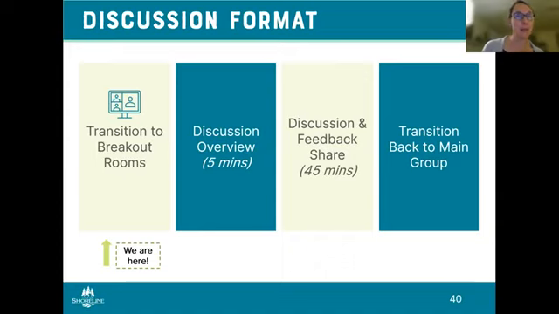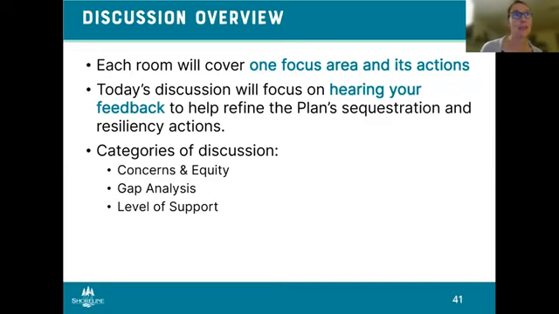As I mentioned, that's going to be where we are capturing all of the conversations that are happening across each of the breakout rooms. And then we'll be going into a set of questions, taking a look at the strategies and actions associated with the focus area that you will be taking a look at. And then we'll come back.